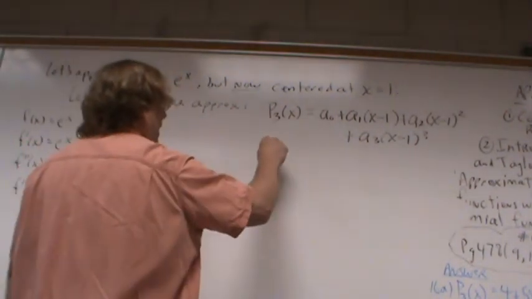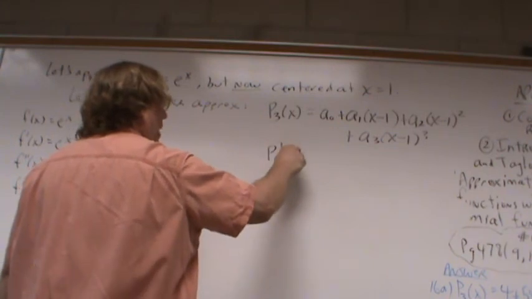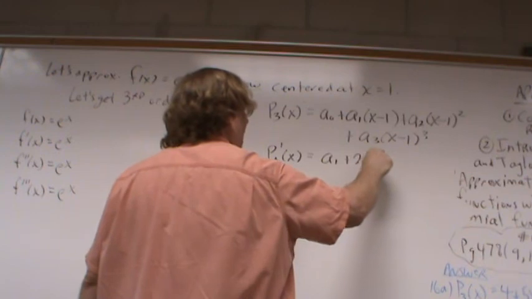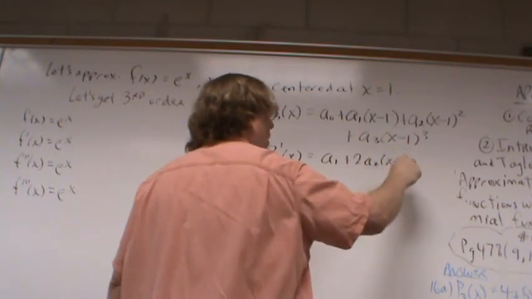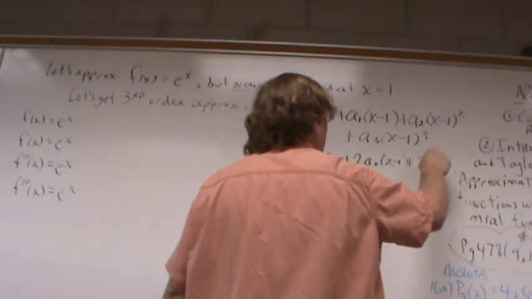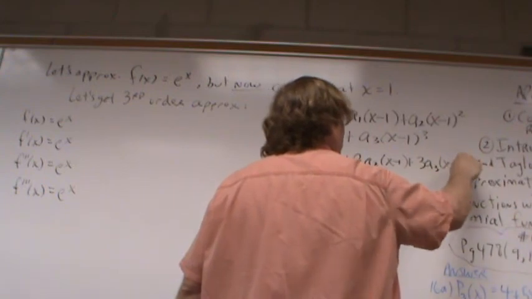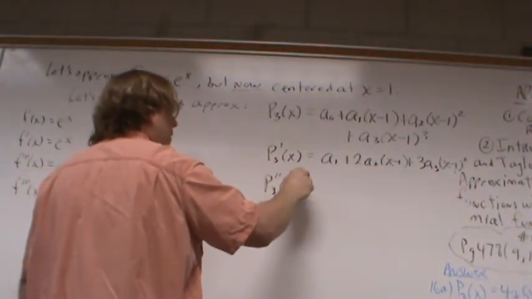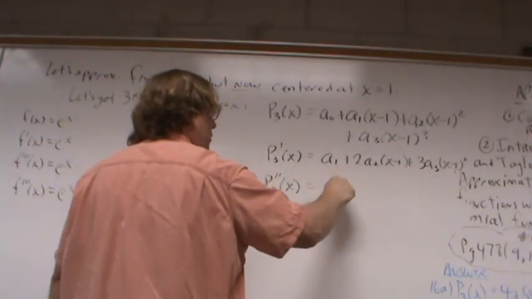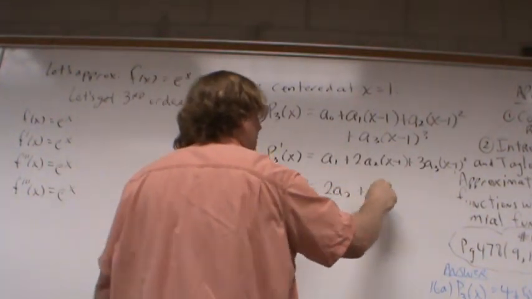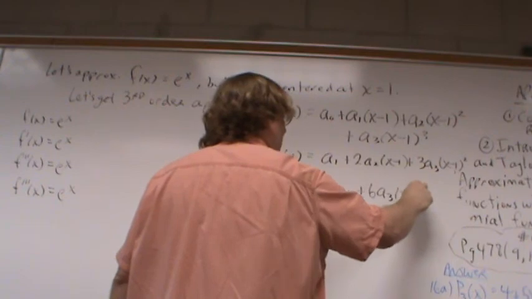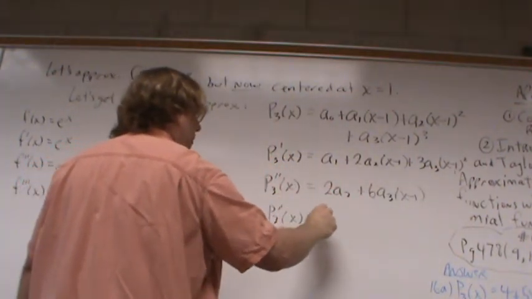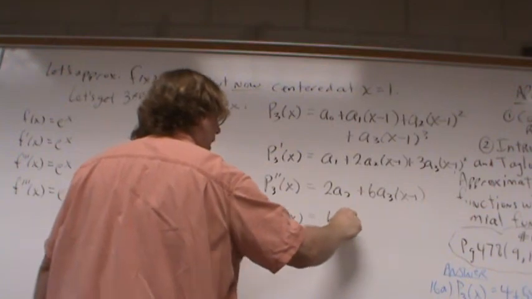So let's go ahead and get the derivatives. P3 prime of x is still going to be a1 plus 2a2 times x minus 1 plus 3a3 times x minus 1 squared. And my second derivative is going to be 2a2 plus 6a3 times x minus 1. And my third derivative is going to be 6a3.